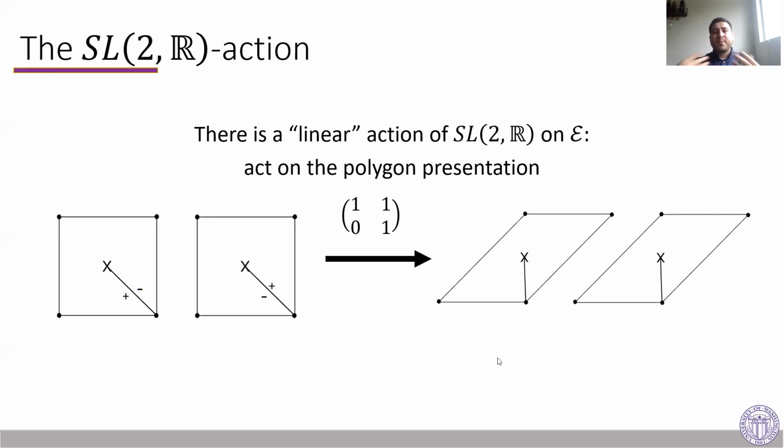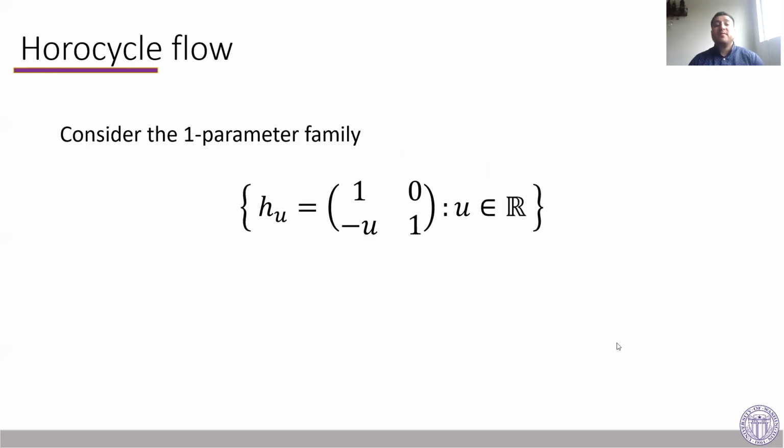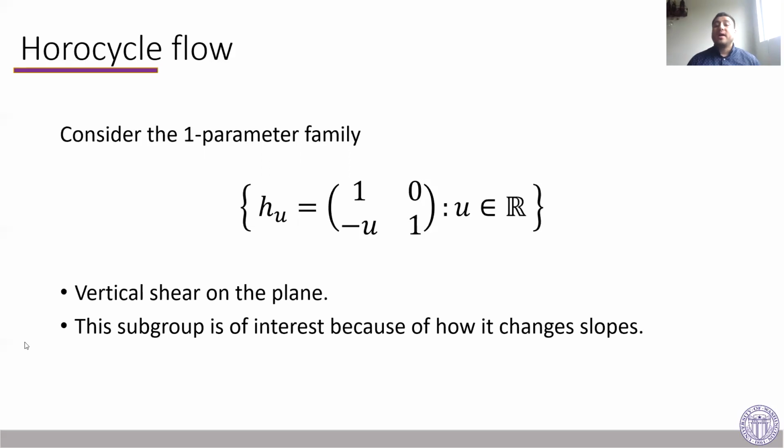Okay, so now we have a space given by the space of all double slit tori, which I'm calling E, and I have dynamics on there given by SL2R. And I want to look at the particular one-parameter family given by the horocycle flow. So I want to look at the lower unipotent matrices as indicated here. I just want to observe briefly that this is a vertical shear on the plane. And the reason I'm interested in it is because of its behavior on slopes.